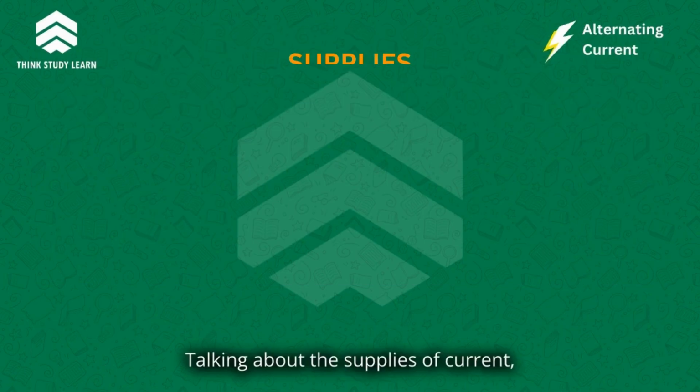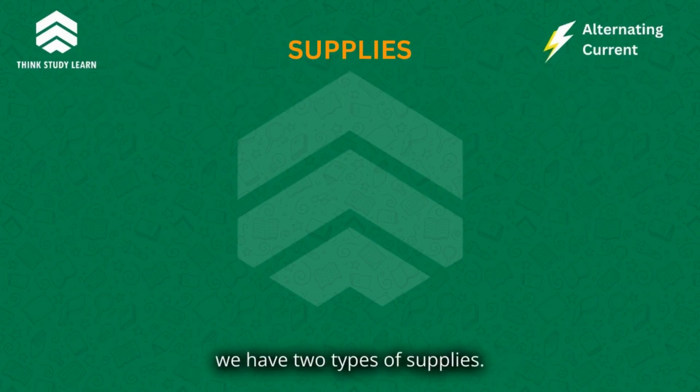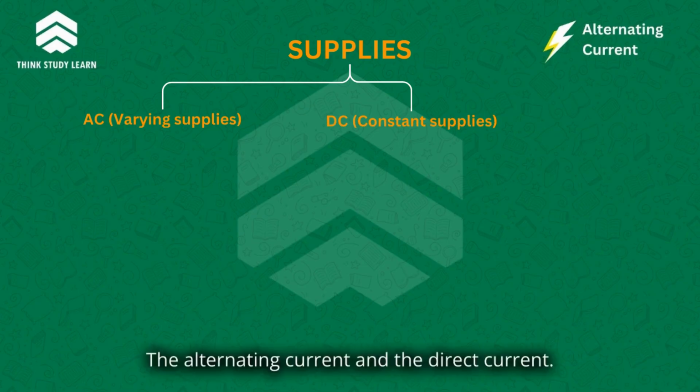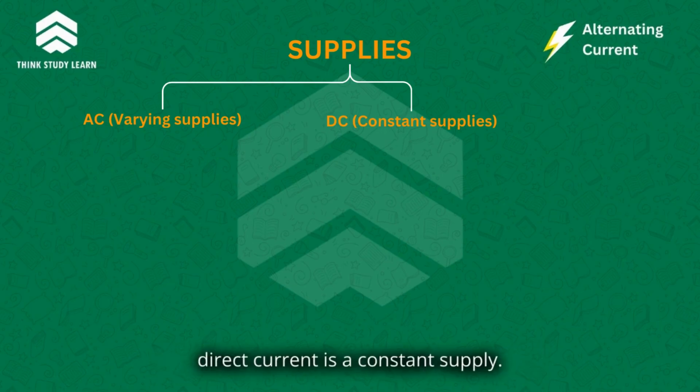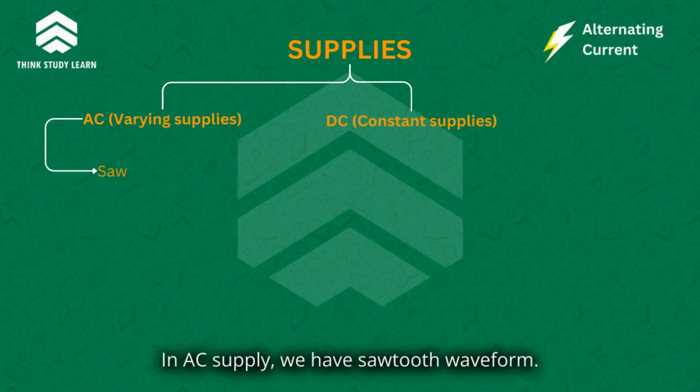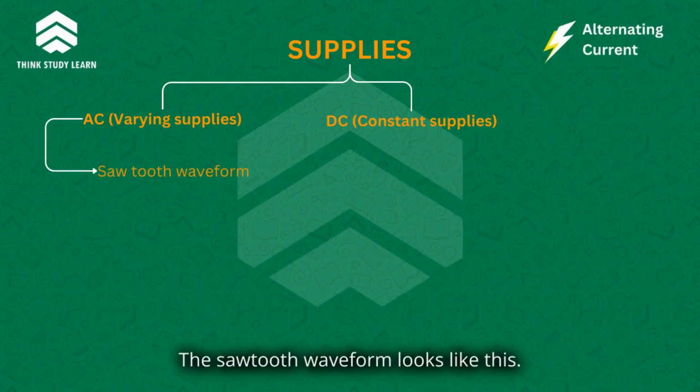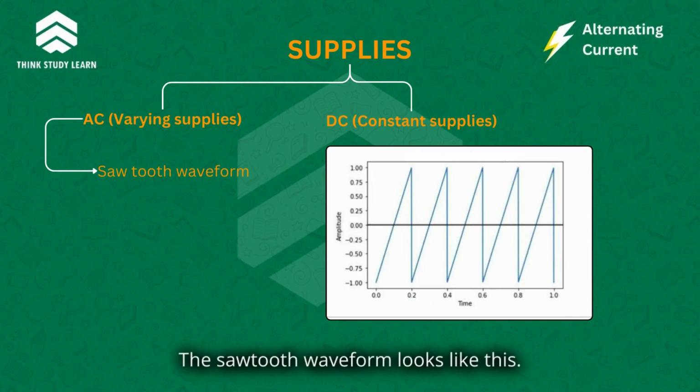Talking about the supplies of current, we have two types of supplies, the alternating current and the direct current. Alternating current is a varying supply and direct current is a constant supply. In AC supply, we have the sawtooth waveform. The sawtooth waveform looks like this. It has a tooth-like structure in it.